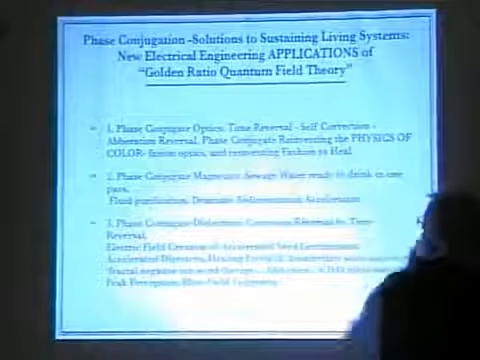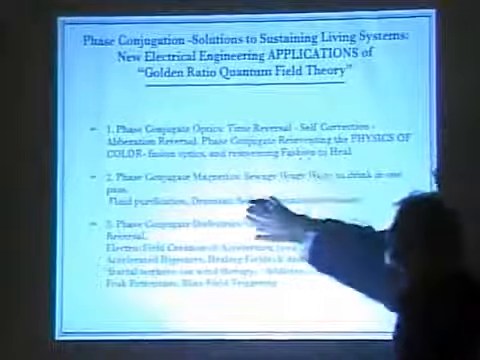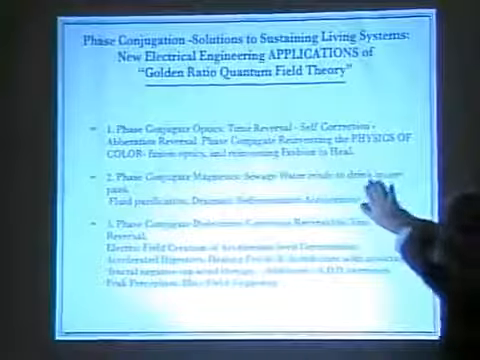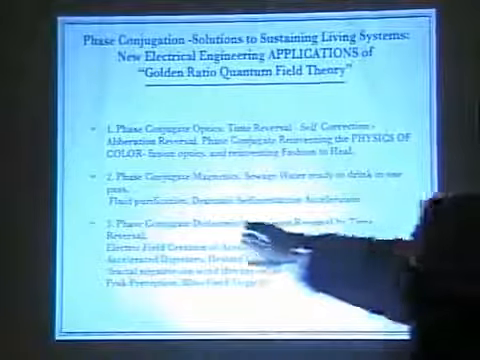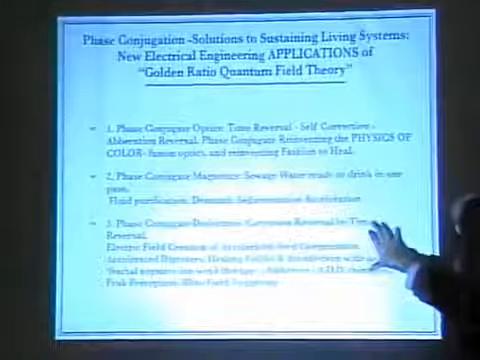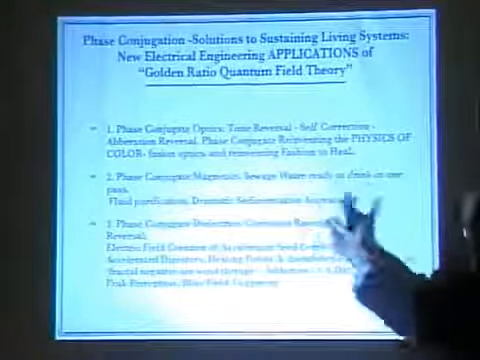So in phase conjugate optics, you have time reversal, self-correction, physics of self-organization. In phase conjugate magnetics, we can turn sewage water to drinking water in one pass. In phase conjugate dielectrics, which I haven't explained here yet, maybe we'll have time later, this is an example of a phase conjugate dielectric. You take a phase conjugating material like the gold in the gold dome of the Rock or the White House, or where TM meditators meditate in order to float. That gold is called a phase conjugate dielectric.